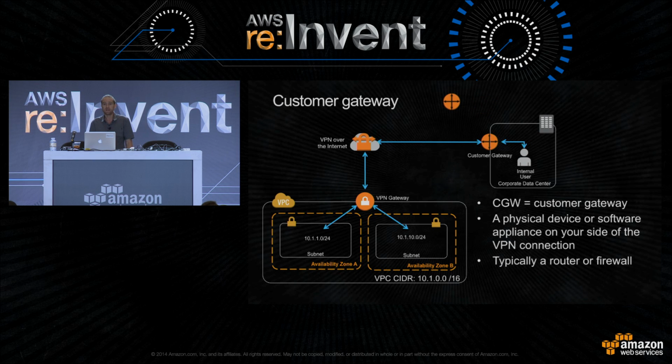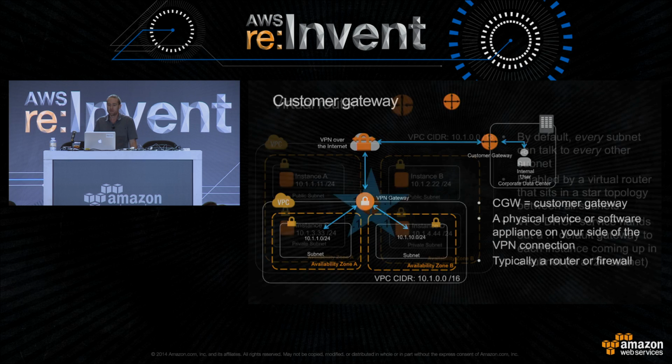Your customer gateway is your endpoint on your end that actually terminates the VPN connections or the Direct Connect on your end, and it's typically going to be a router or firewall. And you can see the VPN connection extends from the customer gateway to the VPN gateway.